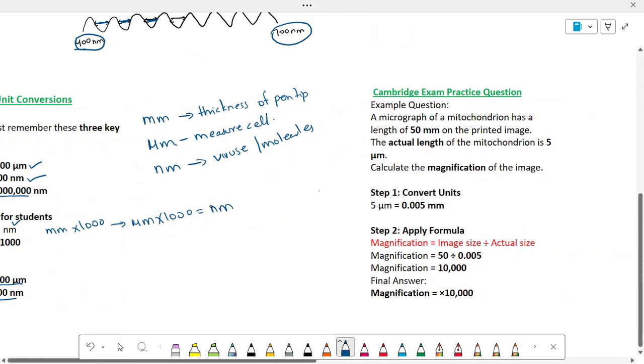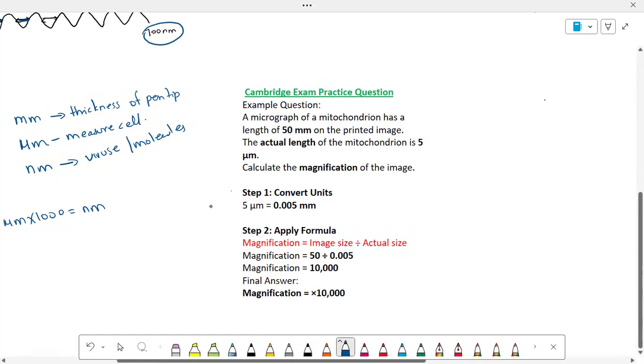So now moving towards the Cambridge exam practice question. This type of question is often asked in the exam. I will explain this type of question in upcoming videos. Here I give you a quick example. Okay, now let's discuss the question. A micrograph of a mitochondria has a length of 50 millimeter on the printed page. The actual length of the mitochondria is 5 micrometer. Calculate the magnification of the image.